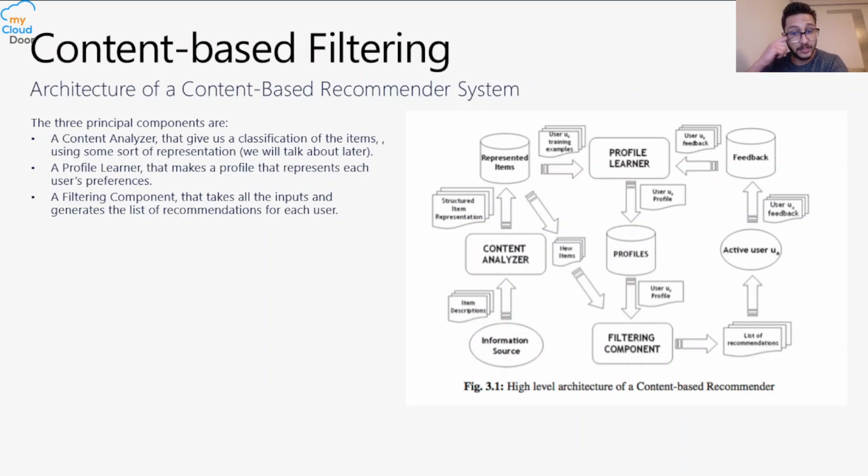If the user clicks on one of the recommendations we provided, as we can see in the graph or in the picture, we also get feedback that goes into the profile learner. And with that we will of course take the feedback into consideration for future recommendations.